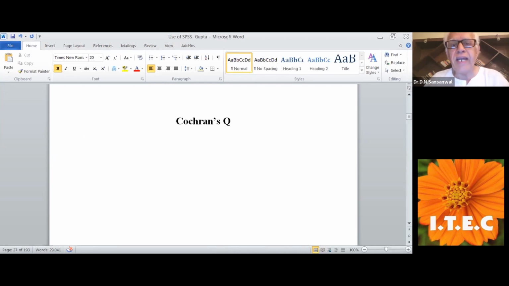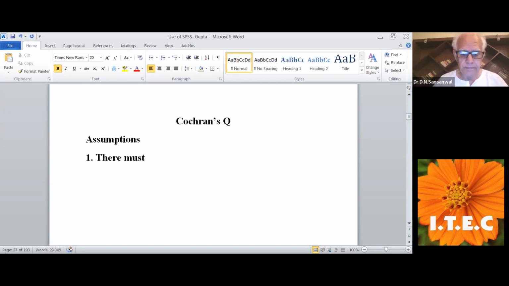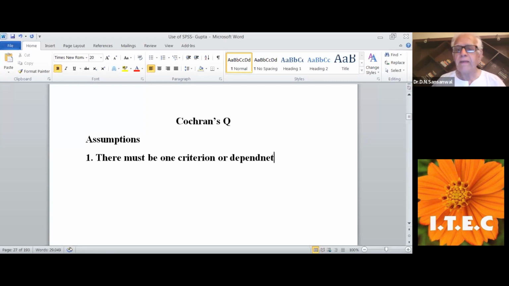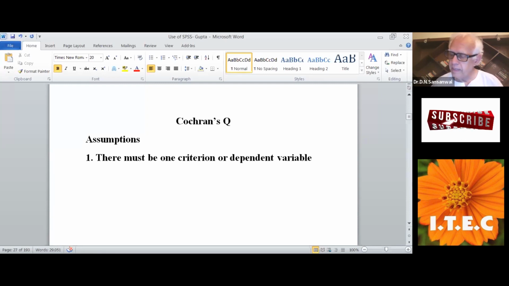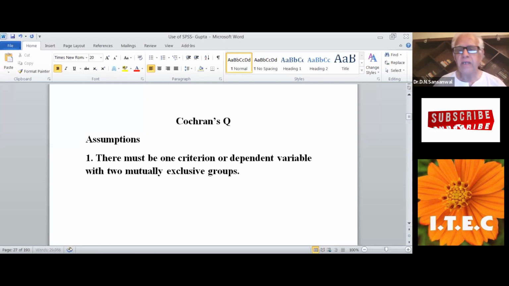Anyway, so we come to another one in non-parametric, and that is Cochran's Q. And the assumptions are: one of the assumptions is there must be one criterion or dependent variable with two mutually exclusive groups, two mutually exclusive groups or levels.